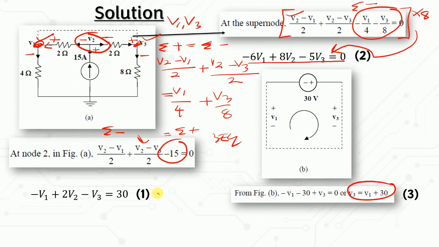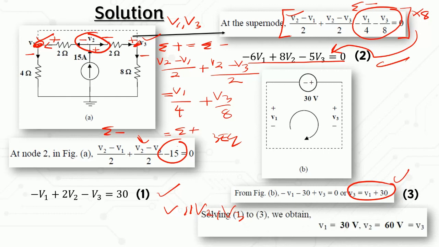So you have these 3 equations, and now you can solve them in order to get the values for V1, V2 and V3. For this one again, you can use Cramer's rule because you have 3 equations. Alright, then after you do the solution, you can get the answer as this. Okay, V1 equal to 30 and V2 and V3 equal to 60.